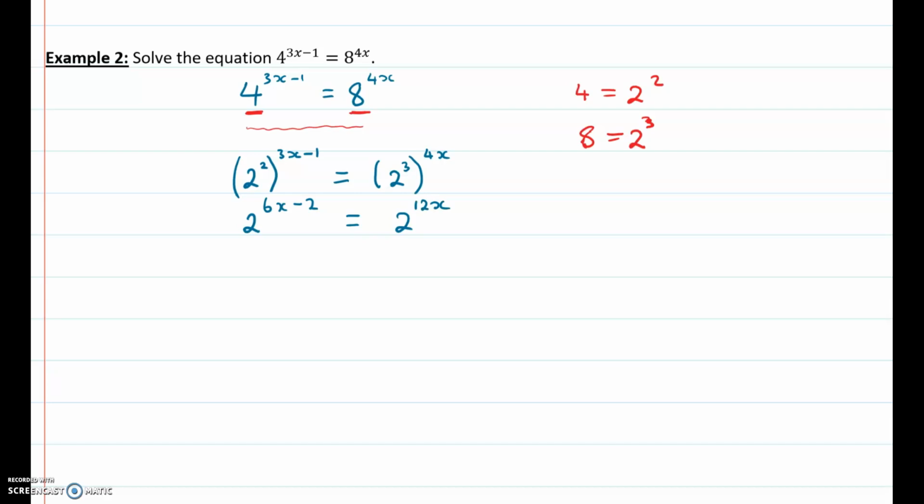Now at this point, the bases on the left and the right are the same as each other. Okay, so if the bases are the same and the expressions are the same, that means the exponents are the same, so the powers are the same. So we now can put the powers equal to one another. If the bases are the same, you get the bases equal to each other first. When you've got that, you can put the powers equal to one another. So 6x minus 2 equals 12x.